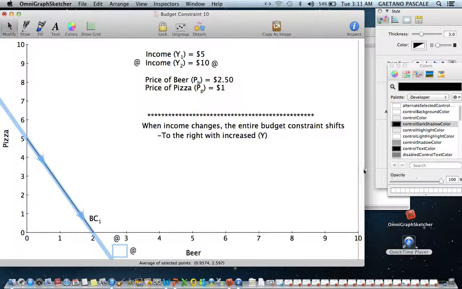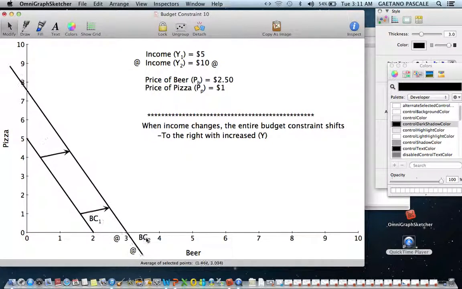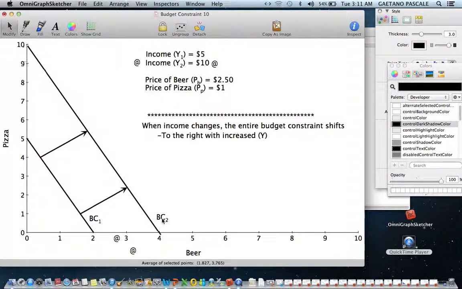So let me pull up the new budget constraint here. That's budget constraint 2, and let me shift that outward to reflect that. So there's the new budget constraint. It shows that I can buy 10 pizzas if I spend all my money on pizza, whereas before I could only buy 5. And it also shows that if I decide to spend all my money on beer, I can buy 4 beers, where previously I could only buy 2 beers.